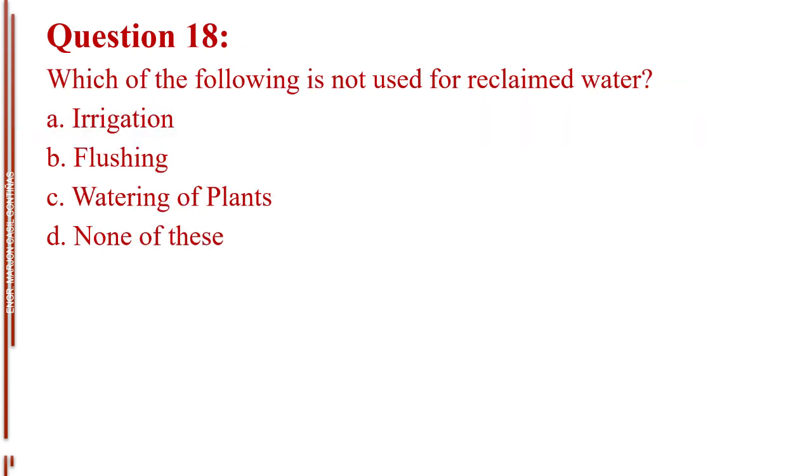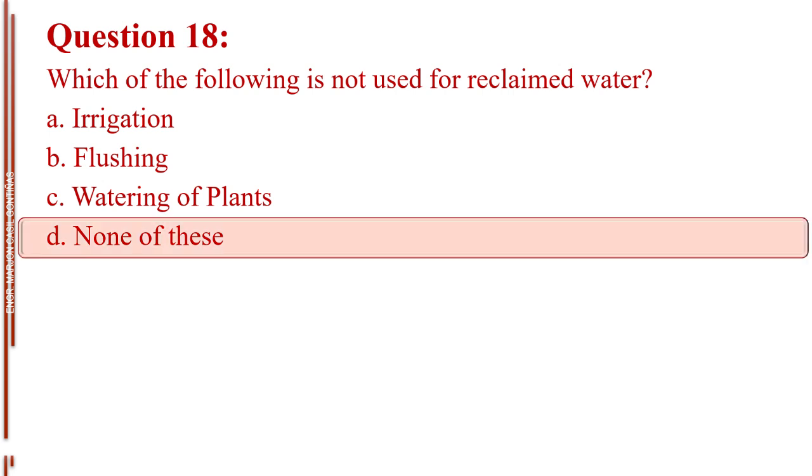Question number 18. Which of the following is not used for reclaimed water? Letter A, irrigation. Letter B, flushing. Letter C, watering of plants. Letter D, none of these. The answer is letter D, none of these because all of these are used for reclaimed water.